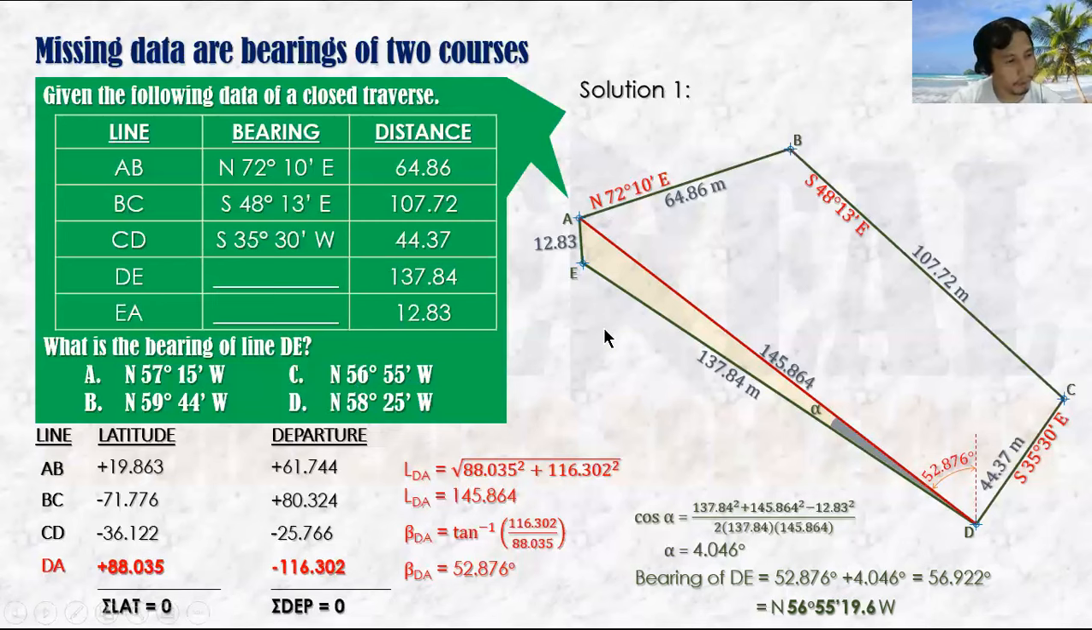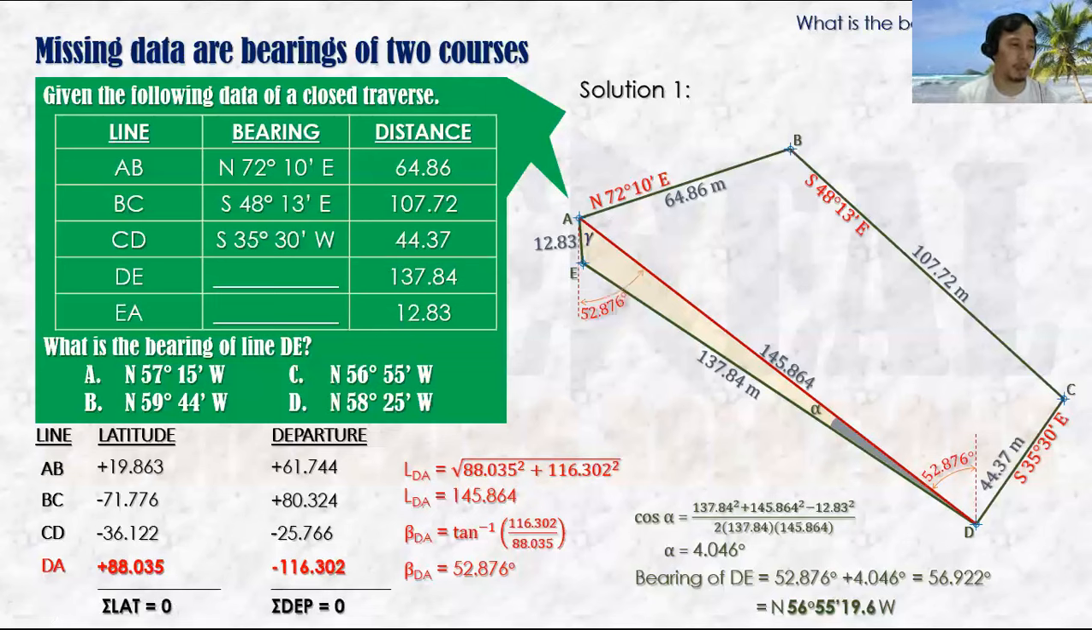To get the bearing of EA, we will solve for this angle. And take note, the bearing of this course or closure line DA is the same as AD. So if this is northwest 52.876, from A to D it's the same but southeast. So it goes like this, 52.876, and we're going to calculate gamma. The traverse I drew here is actually accurate, the direction is correct.